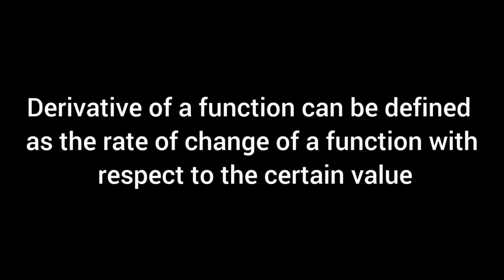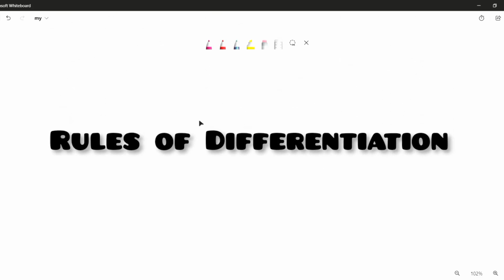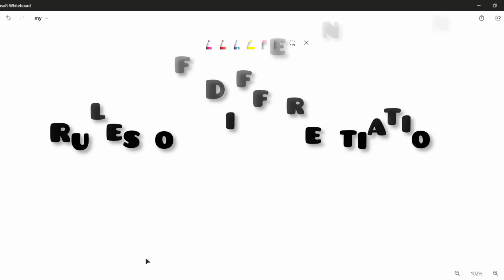The derivative of a function can be defined as the rate of change of a function with respect to a certain value. Let's say differentiating with respect to x. Here you are given a y function, you are differentiating with respect to x. So this is called differentiation. Now let's move on to rules of differentiation. It is very important, so please be very attentive during this whole video.